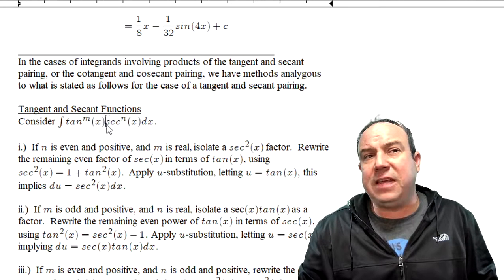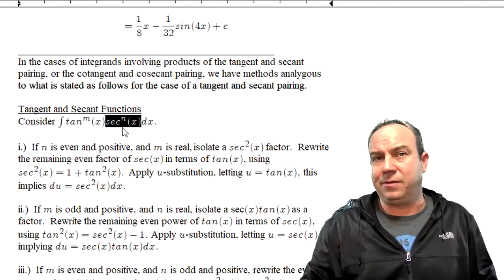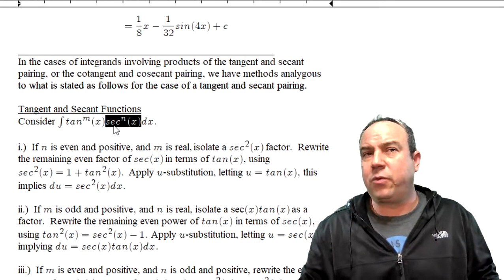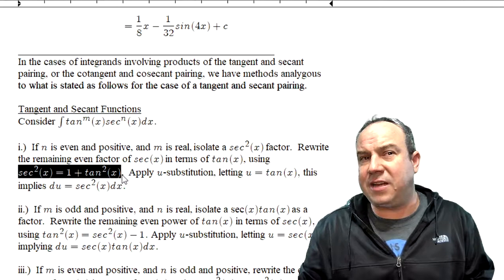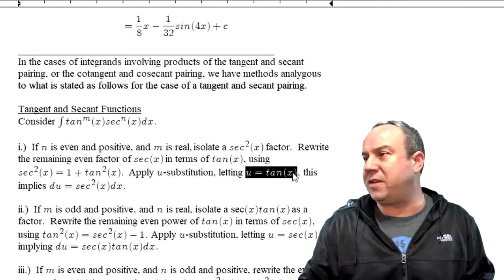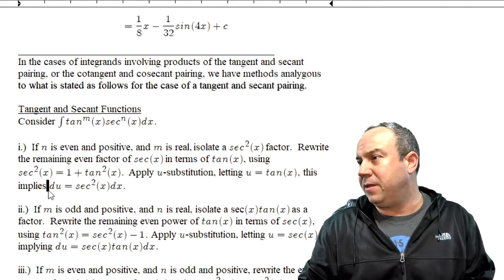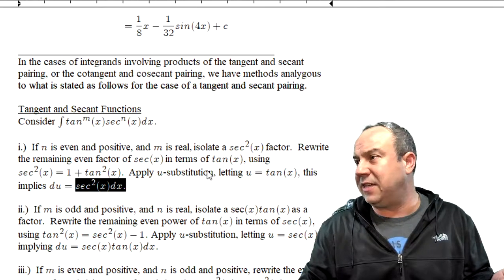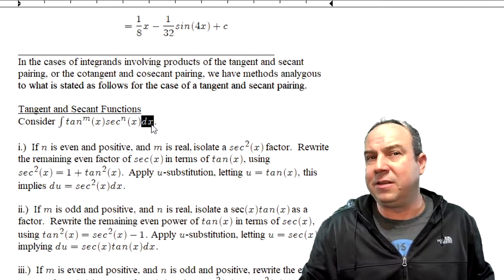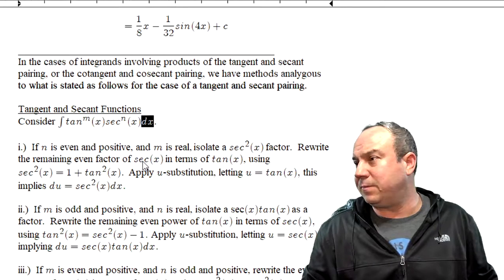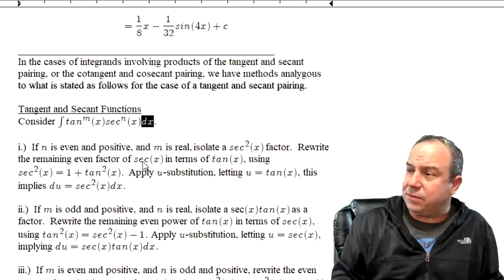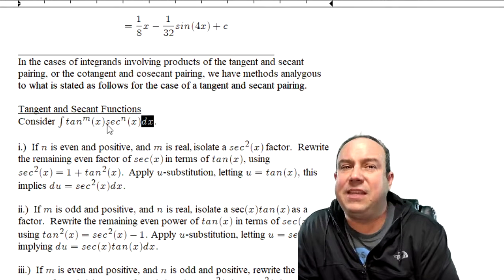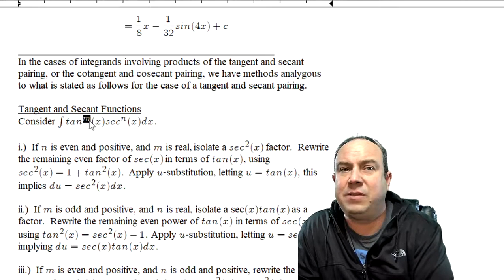This is now for an even power here on the secant. Pull out two of those evens. Rewrite the remaining as tangent using this identity and substitute in u for that tangent. Du then will replace that secant squared dx that you isolated and the differential dx that would be given in our integration, and allow for our substitution. All right. Now that's if n is even, the power of the secant is even, and m is real.